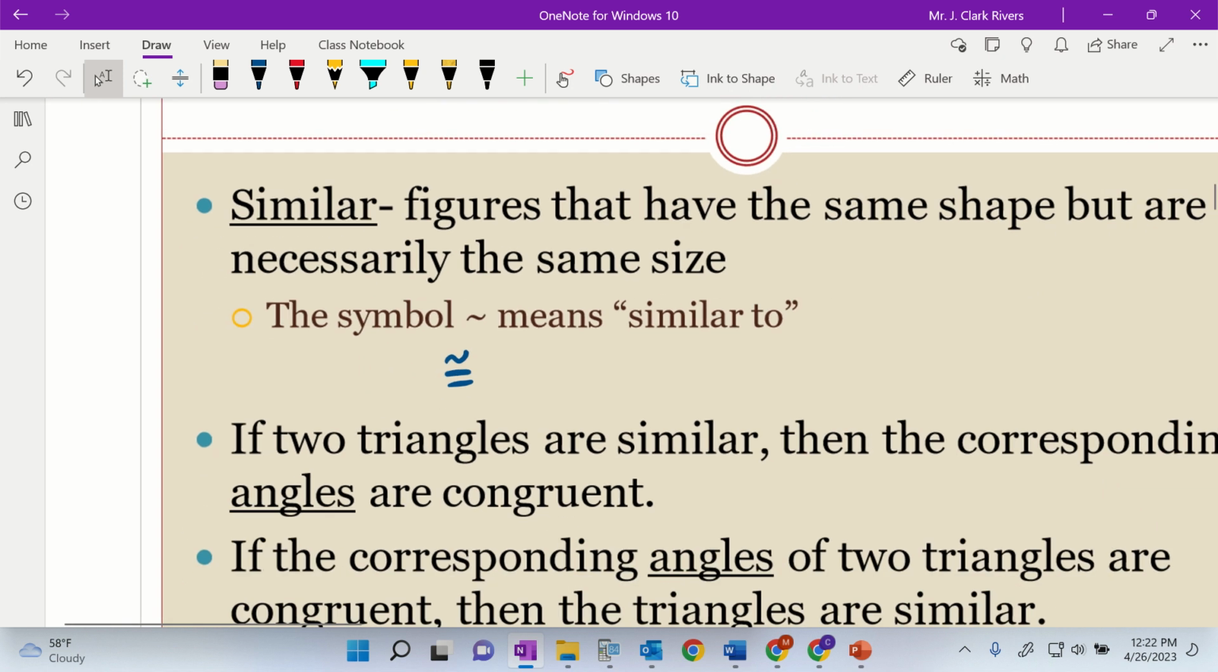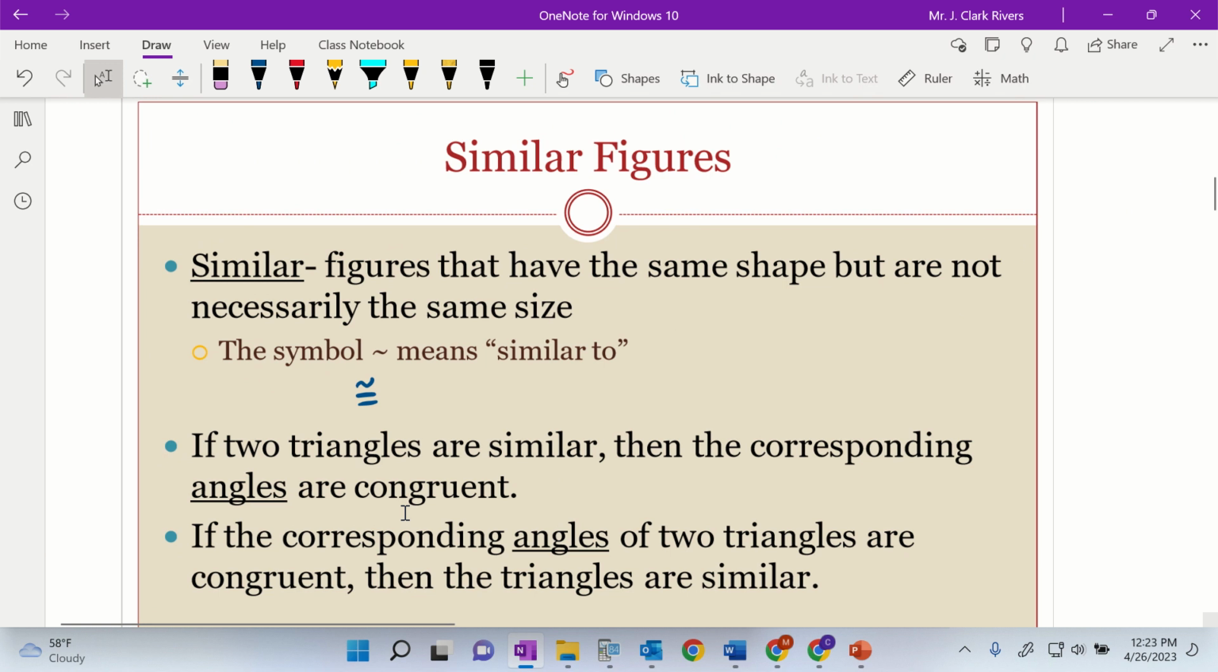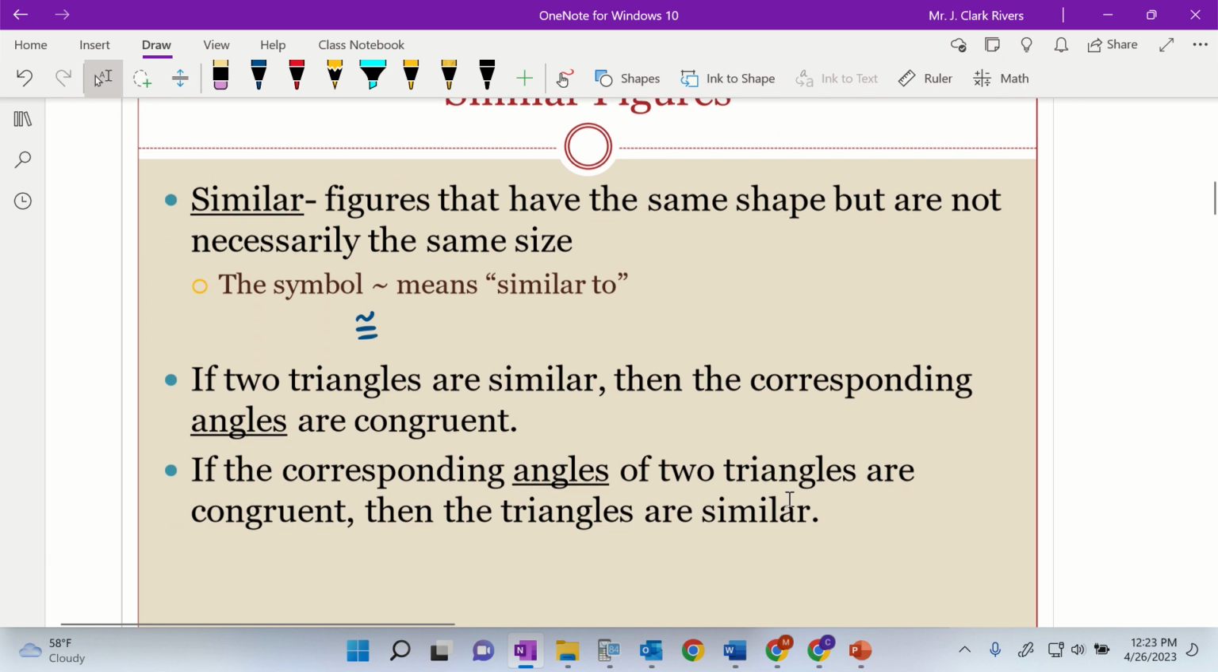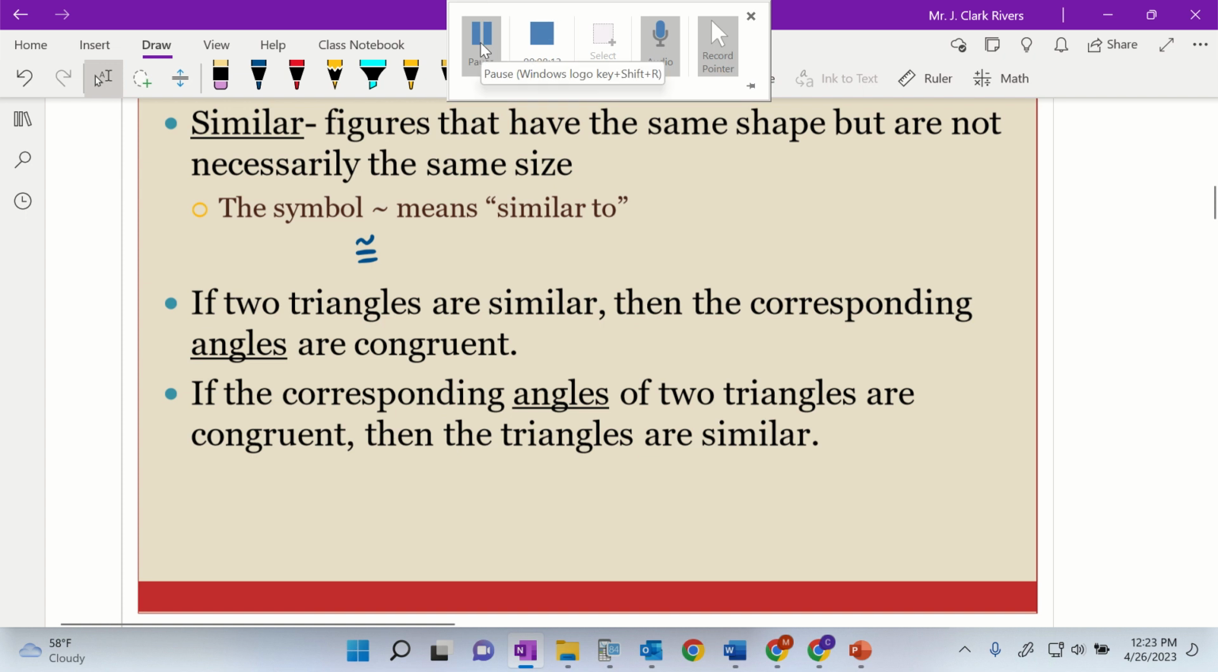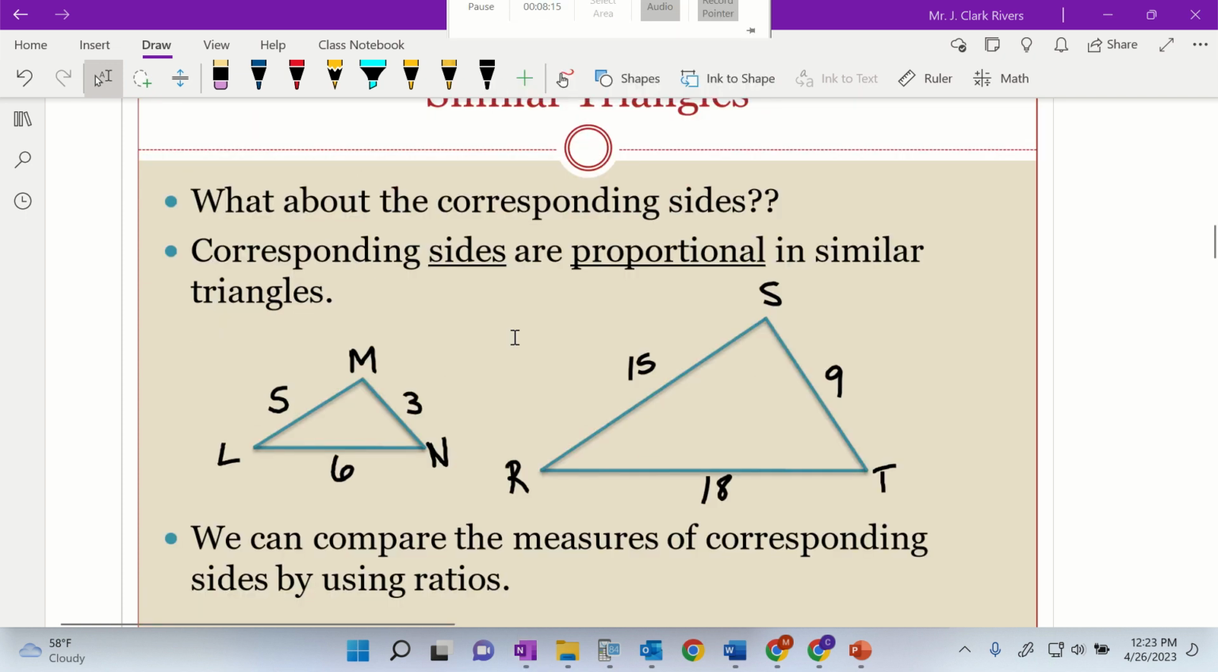If two triangles are similar, then the corresponding angles are congruent. We talked about that already. If the corresponding angles of two triangles are congruent, then the triangles are similar. So that's enough information to know for sure the triangles are similar. If you have corresponding angles that are congruent, then you know the triangles must be similar. So that's a brief introduction to similar figures. Well, as we already talked about, what about the corresponding sides? The corresponding sides are proportional in similar triangles.